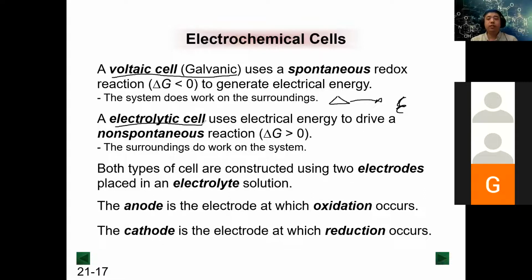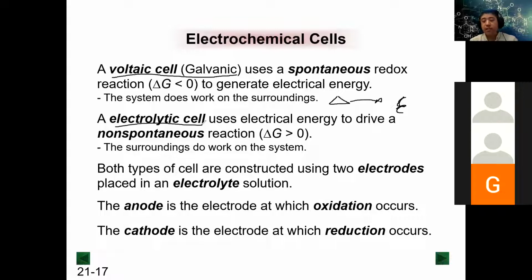An electrolytic cell is the opposite. This reaction will not go forward in this direction that you want. But if you put in electrical energy, you can force this reaction to go in its chemical response. So you can force a chemical reaction by adding in electrical energy.